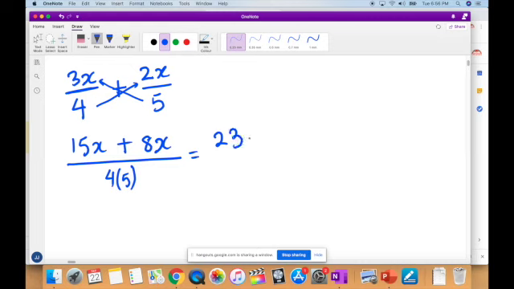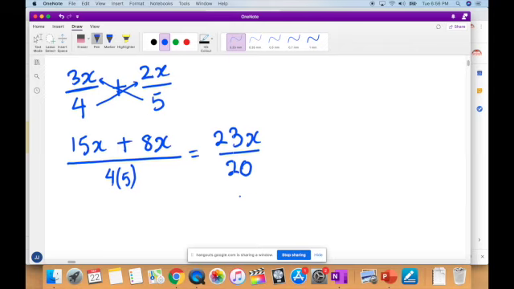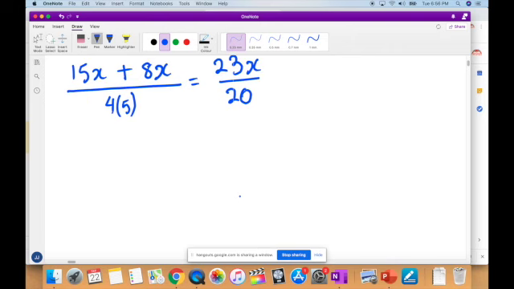Am I correct? Or 22? 23. 23x divided by 20. You can have your 20 then. How do you feel about that, Scotia? Good. Do you see that it is no different from adding normal fractions? Yeah. Right.